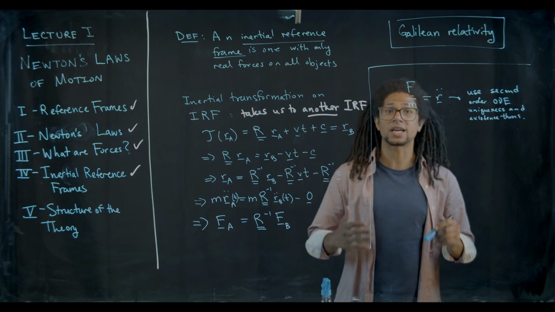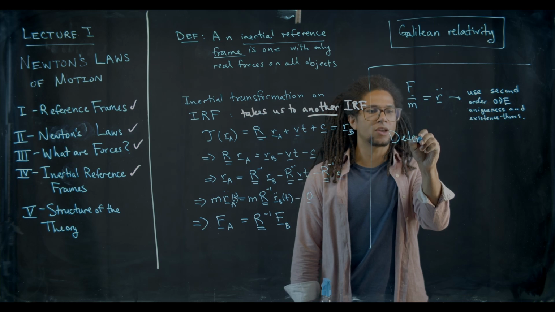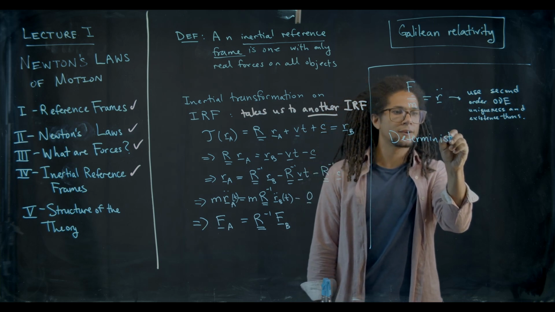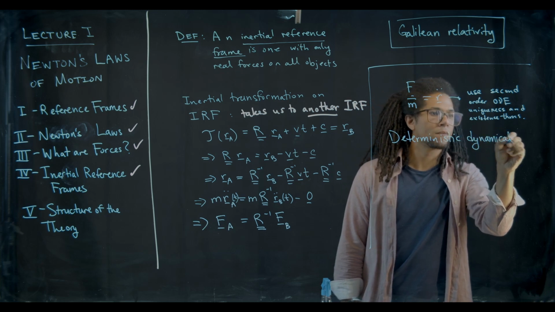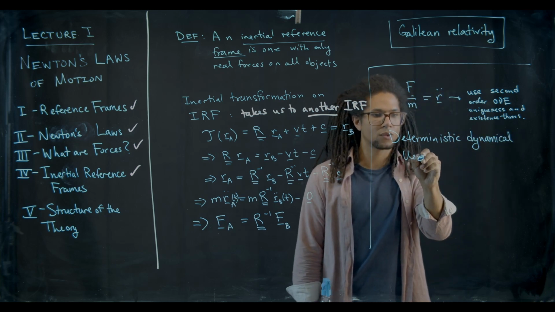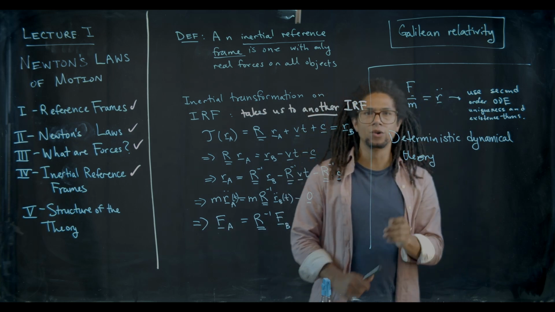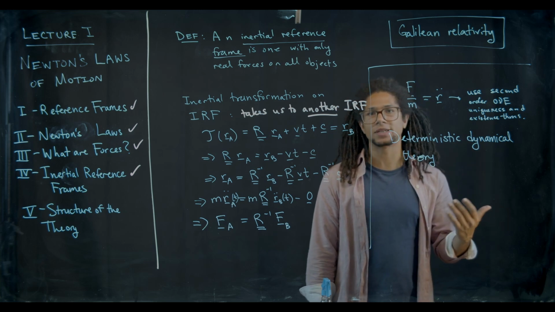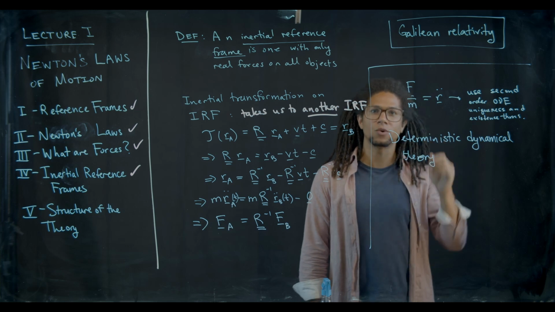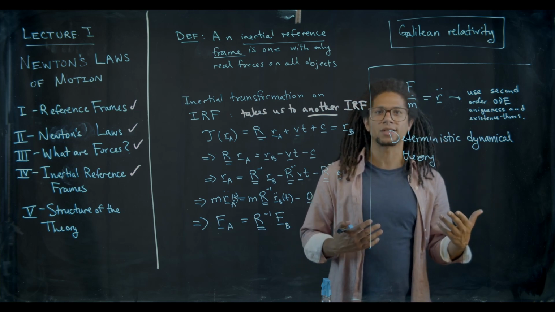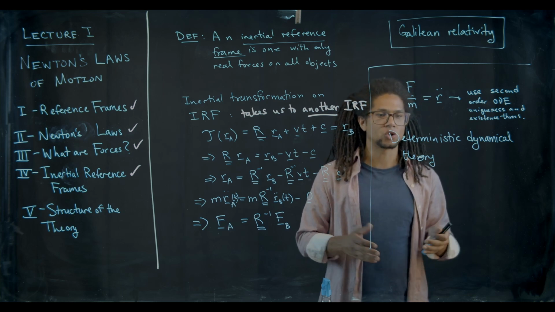And this tells us what kind of theory we're dealing with. We're dealing with a kind of theory that's called a deterministic dynamical theory. Now, deterministic only means that the laws of physics in classical physics don't depend on randomness in any way. So even though we might not know everything about a system, if we did know everything about a system, we could determine its trajectory exactly.